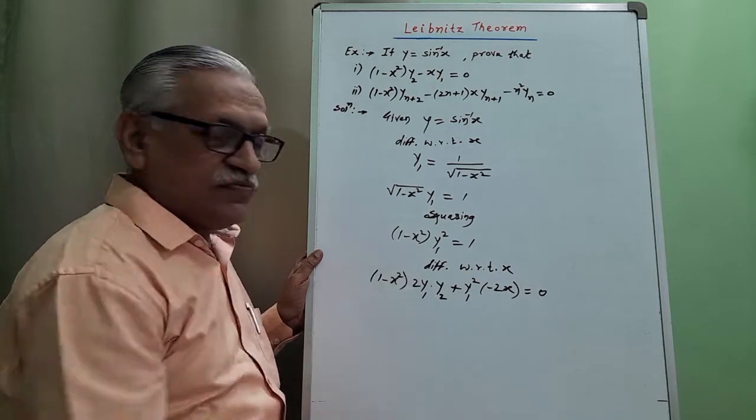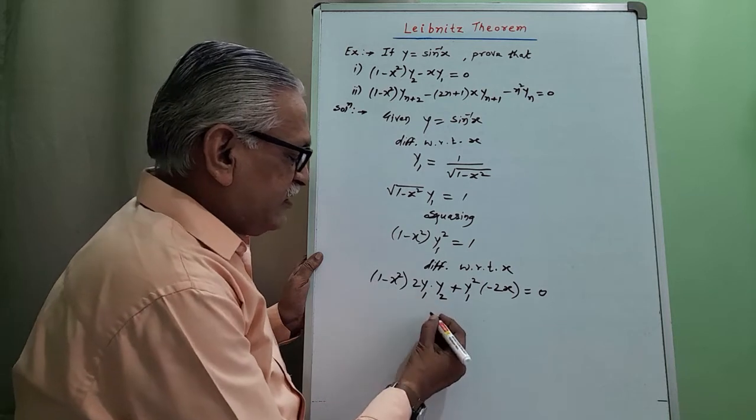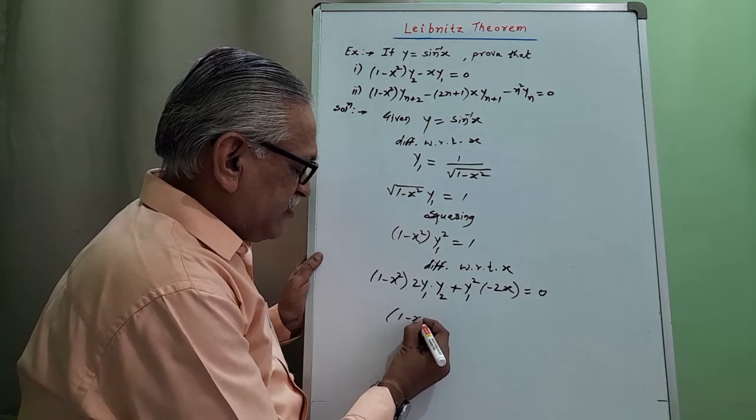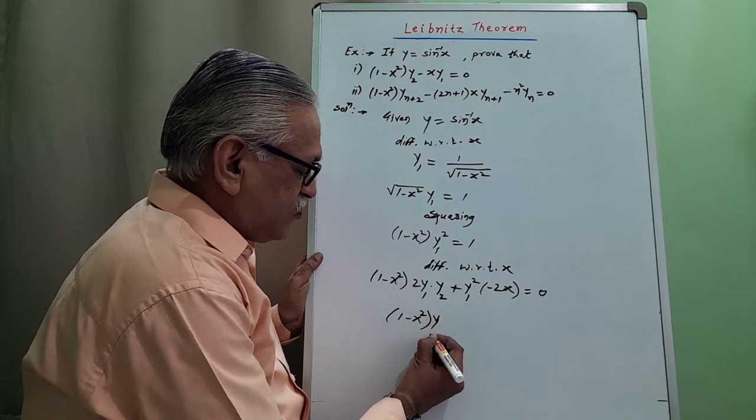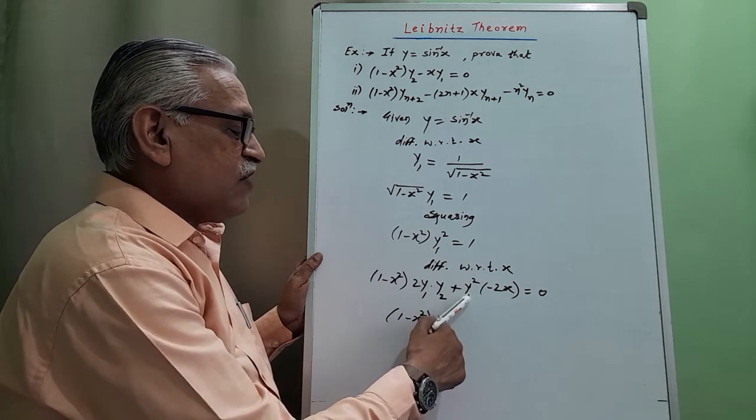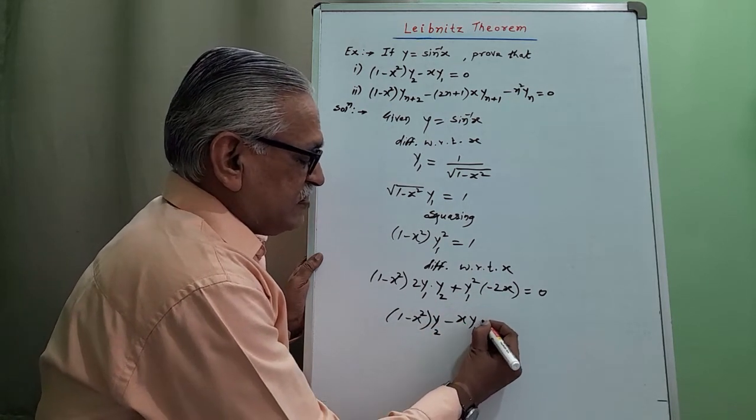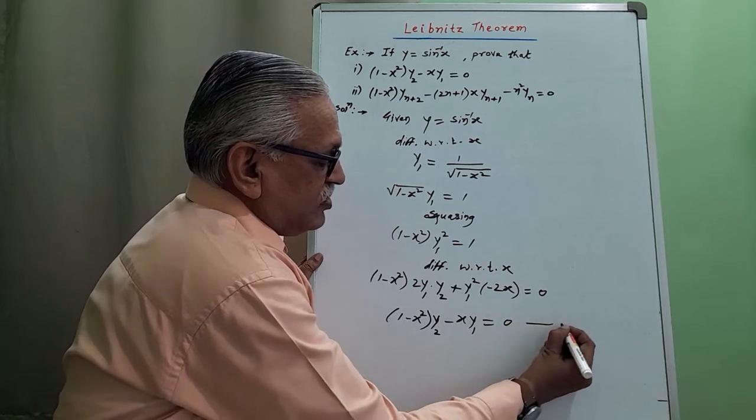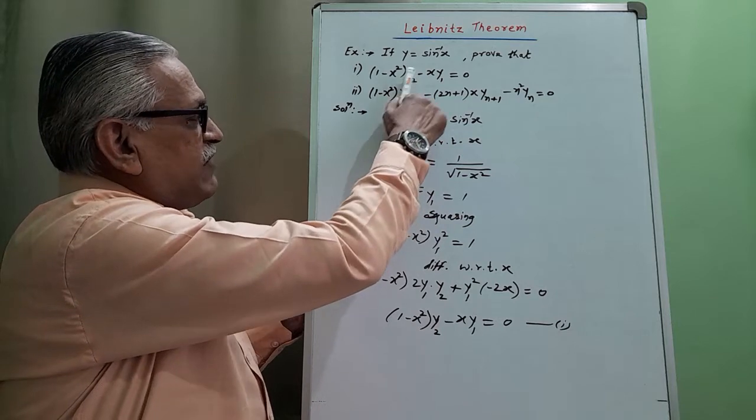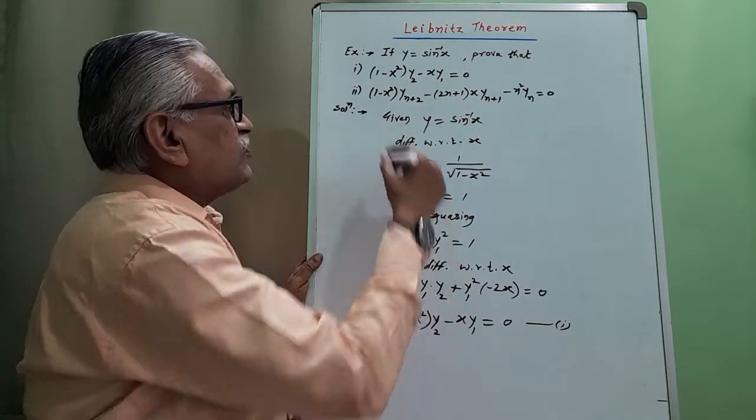Therefore we get (1 minus x square) and that y2. The extra term is 2y1. Therefore, cancelling that term by dividing by 2y1, we get (1 minus x square) into y2 minus x into y1, and that is equal to 0. Result number 1. The first result, (1 minus x square) y2 minus x y1 equals 0.